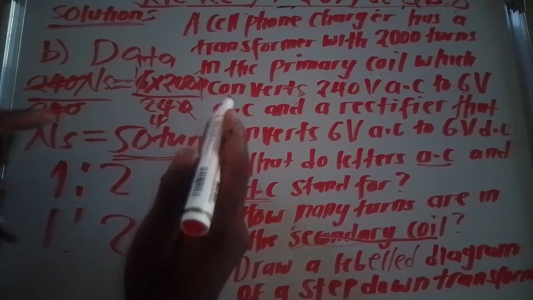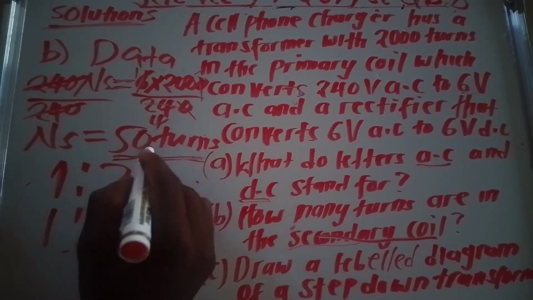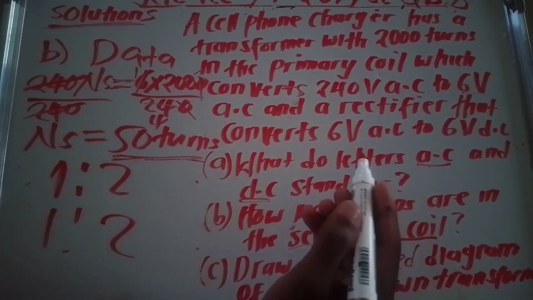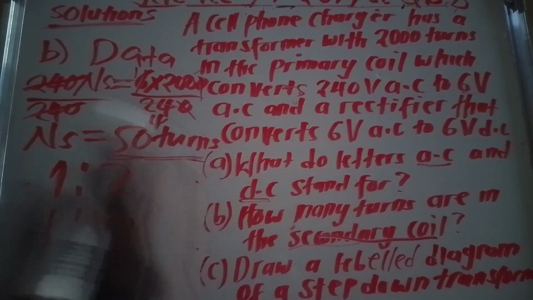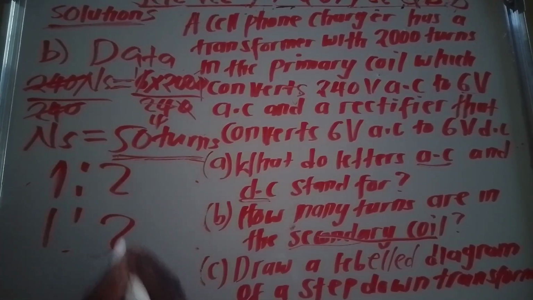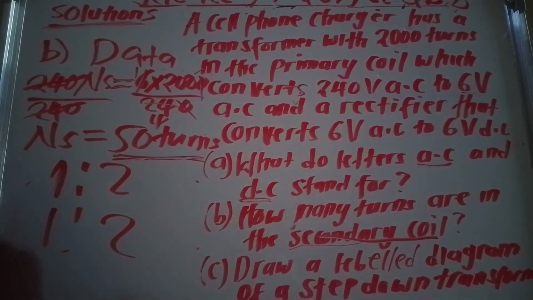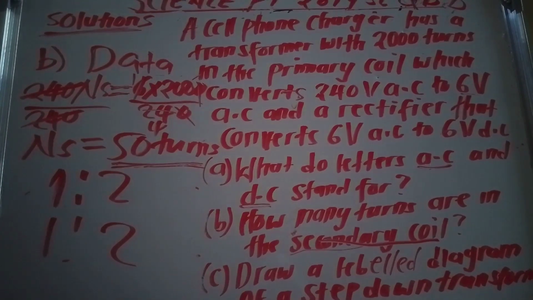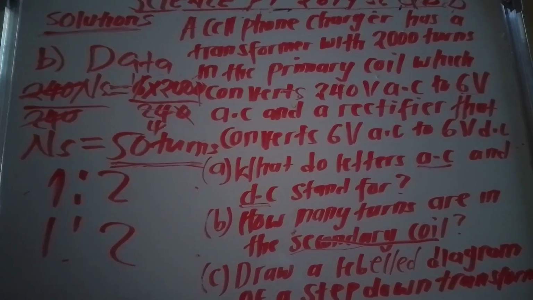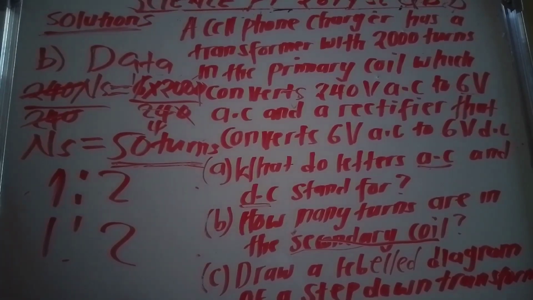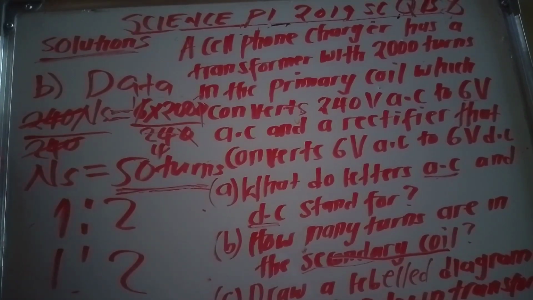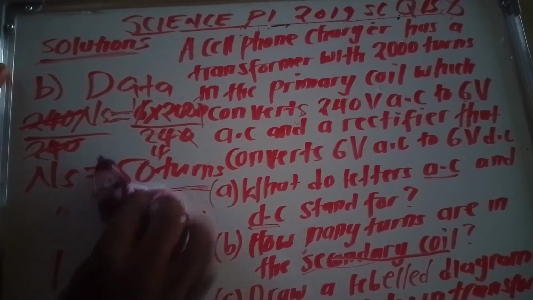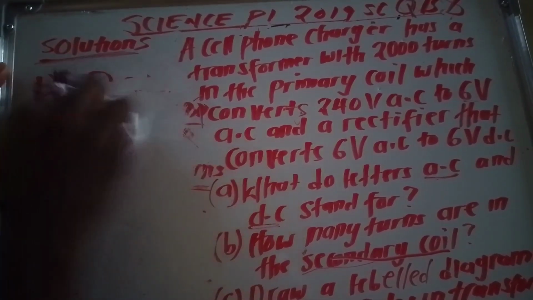You just have to get the number of turns in the secondary coil and compare it to the number of turns in the primary coil. The same ratio you are going to have if you now compare the two voltages, the voltage in the primary coil and the voltage in the secondary coil. All right. I hope you are getting it, and I hope you are getting something from what I'm explaining. Okay, so now let's do the last question.